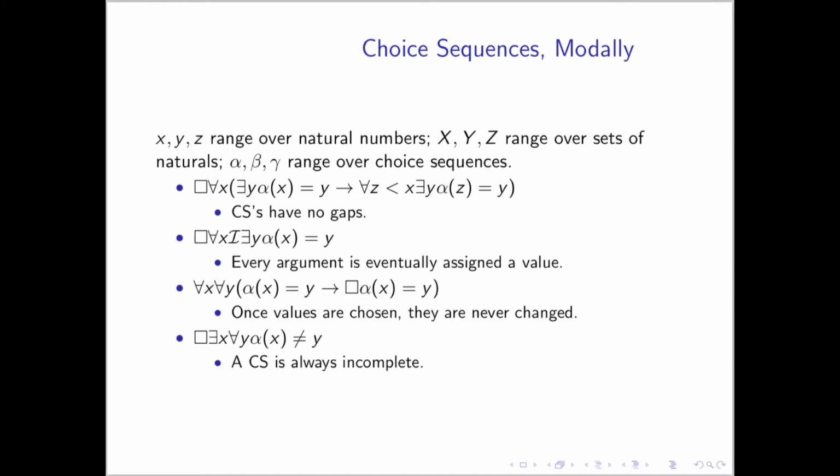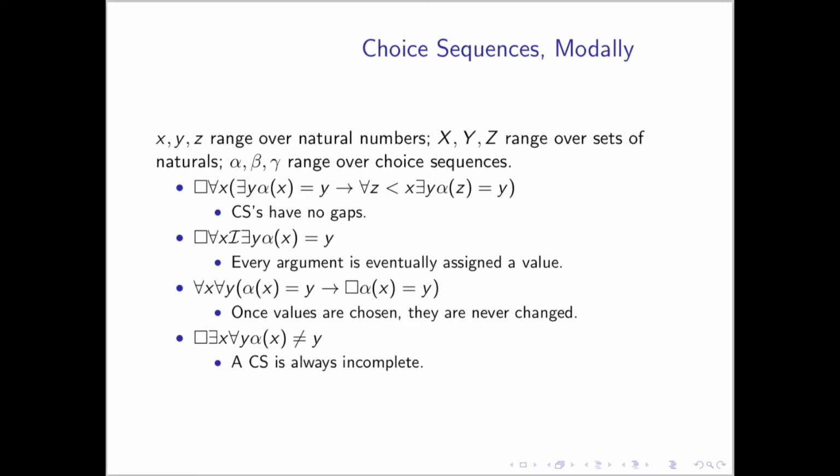So necessarily for all x, if alpha is defined up to the point x, then for all z less than x, alpha is also defined on z. And we want to say that they keep growing, so you never give up on a choice sequence. So necessarily for all x, it's inevitable that there will be a y, such that alpha of x equals y. So every argument is eventually assigned a value. And once you pick values, they don't change. You're never going to go back and erase anything and put a new value in.